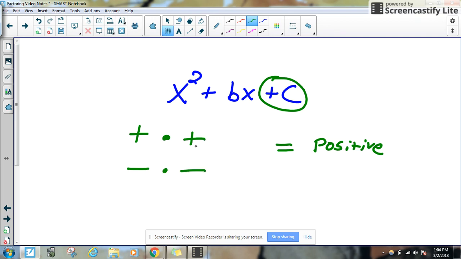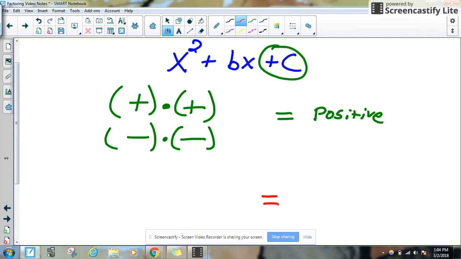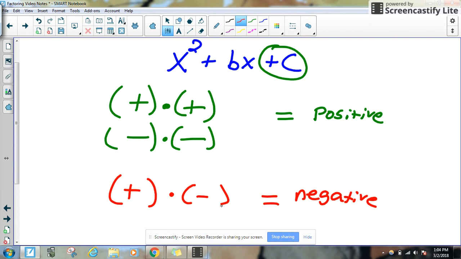Do you agree that a positive times a positive gives you a positive, and a negative times a negative gives you a positive? So if the number on the end is a positive, that means that your binomials must be a plus and a plus, or a minus and a minus, okay? If your number on the end is a negative, so if this was instead like a minus C, whatever that value of C is, the only way to get a negative result when multiplying is to multiply a positive times a negative. Okay? So you can just learn to be strategic with your signs, and that'll help narrow down the choices.